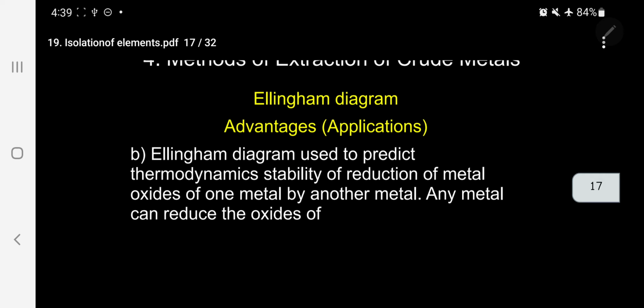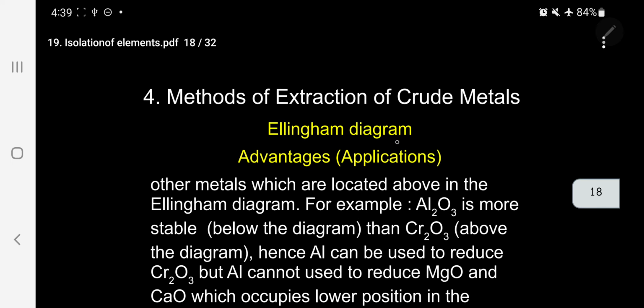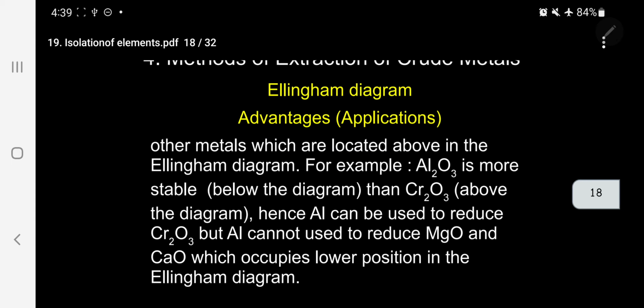Now, what are the advantages? The Ellingham diagram is used to predict the thermodynamic feasibility of reducing the oxide of one metal by another metal. Any metal can reduce the oxides of other metals which are located above it in the Ellingham diagram. Please follow, this is the most important. So the Ellingham diagram you have to memorize.